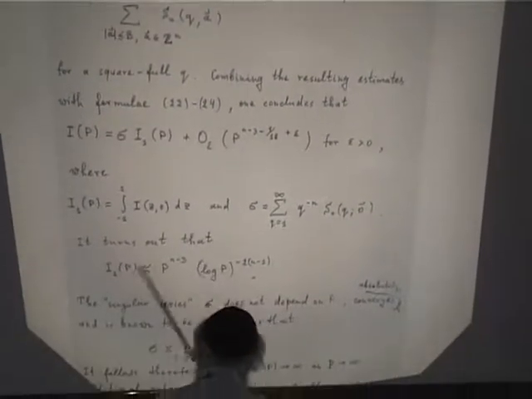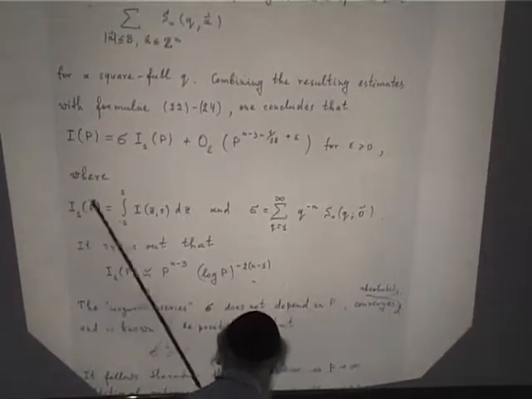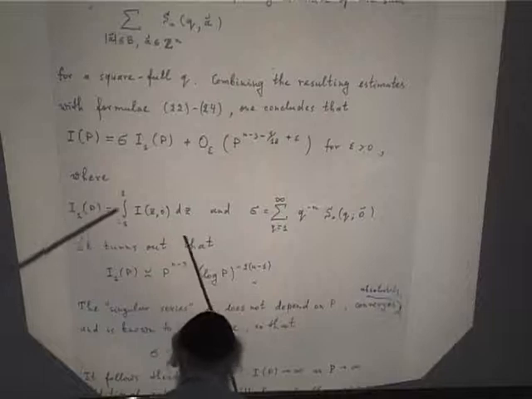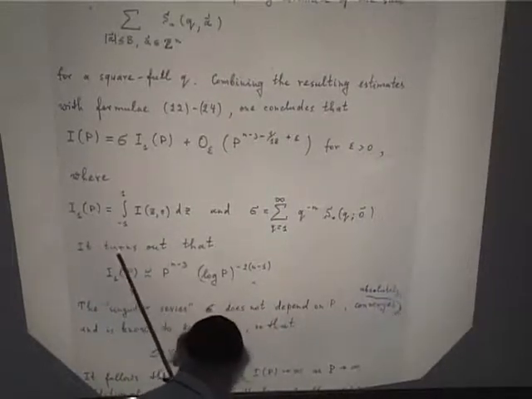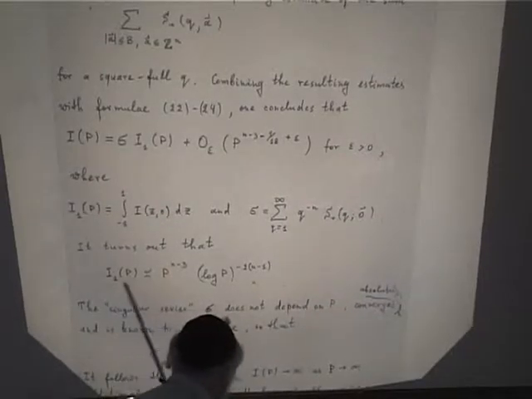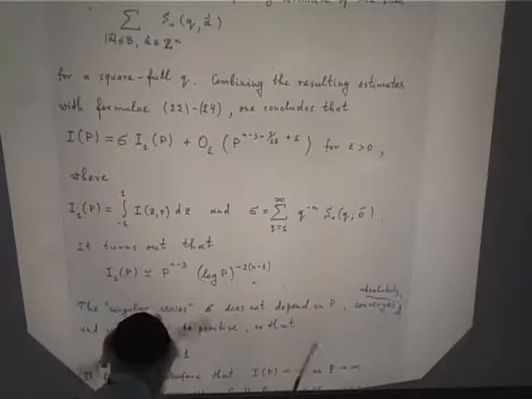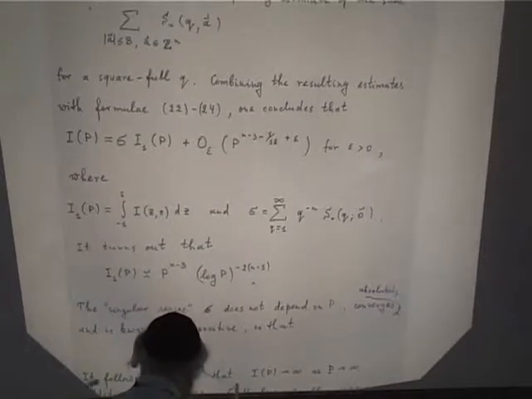one obtains an asymptotic formula for this integral, where E1 p is what is called the singular integral, and sigma is the singular series. Now, this singular series converges absolutely.